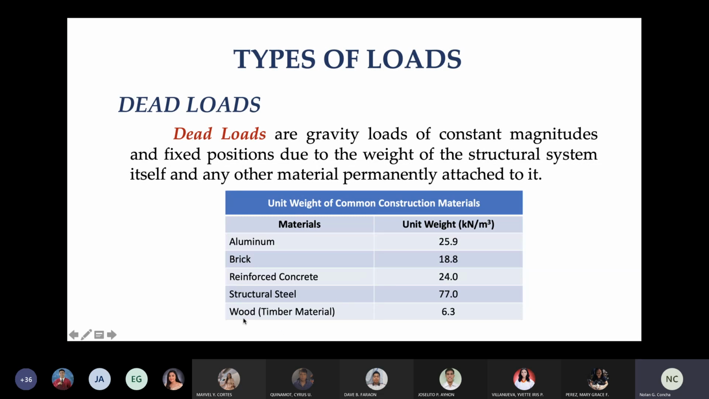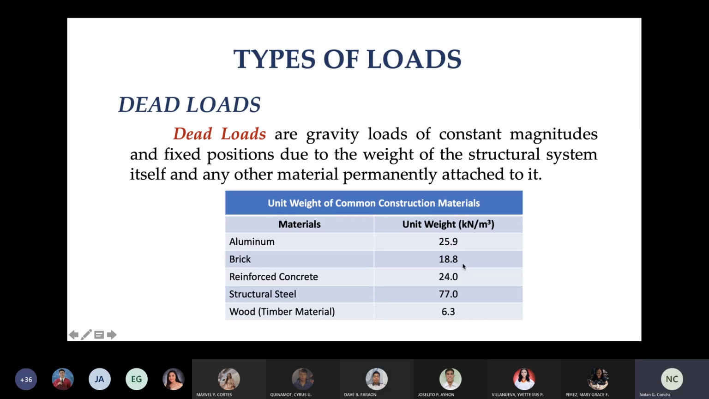Siyempre, yung timber material depende sa species, no? Let's say the wood is Narra. The unit weight is different from, let's say, Molave. Those are structural timber. Yun yung mga ginagamit natin for timber structures. Pero iba-iba ang density nila, no? Iba-iba ang kanilang unit weight, depende doon sa type ng wood. But on average, it's 6.3.